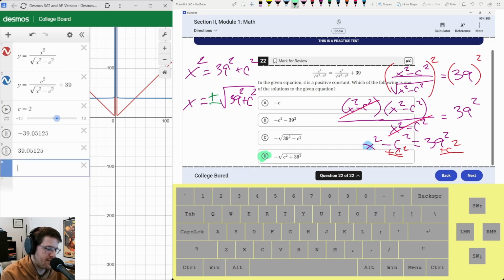And now we're just going to start guessing and checking. Negative c. Okay, I don't get one of those numbers, so that's wrong. Negative c squared minus 39 squared. Okay, I don't get one of those numbers, so that's wrong.